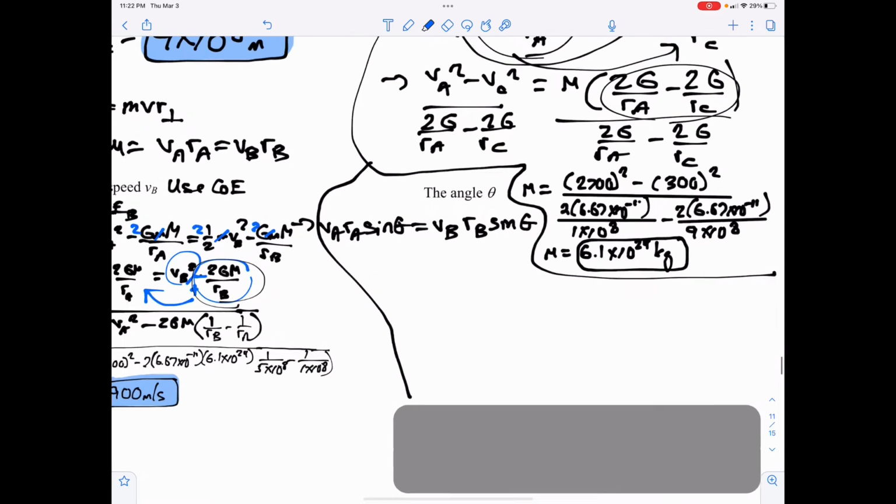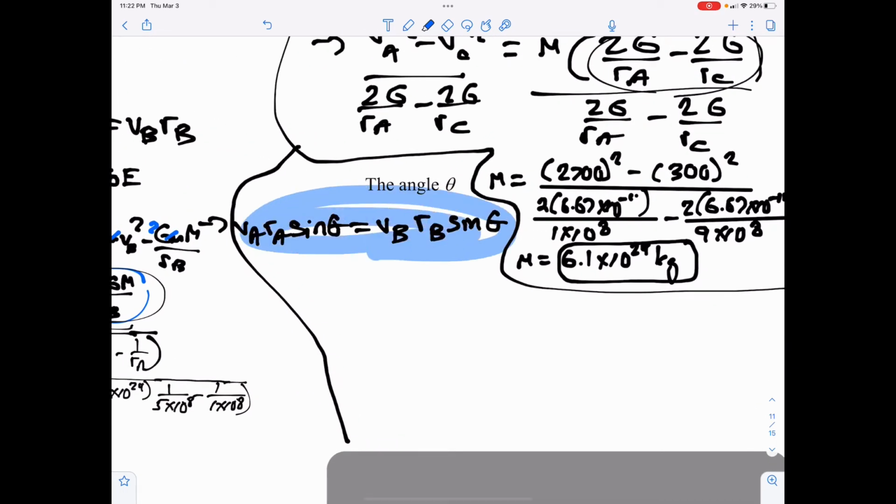And finally, to find that missing angle theta, we can now use conservation of angular momentum to solve the problem. We're going to solve for sine of theta and then take the arc sine of that to get the angle. So here's how we'll do that.